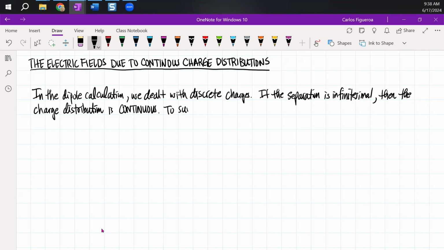To sum these infinitesimal dE fields due to dQ, it requires integration.